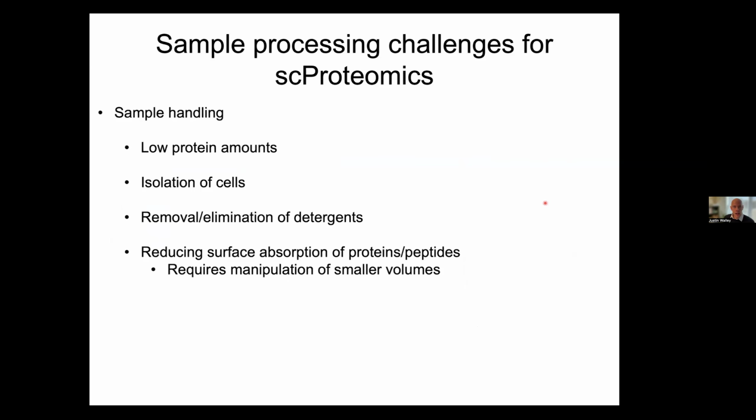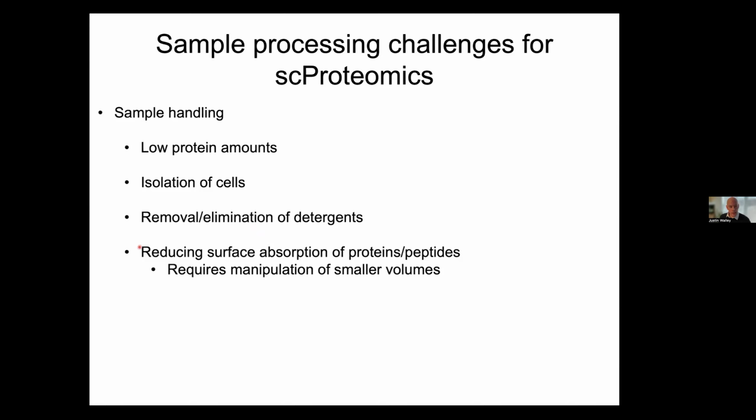And then there's another challenge with proteomics, which is sample handling. So this is irrespective of the mass spectrometer now, but we're dealing with low protein amounts in a single cell. Just isolating cells is a challenge. You need methods that can remove or eliminate the use of detergents. It's harder to remove the detergents from the sample when it's present with a single cell. So ways to manipulate cells without detergents are key.